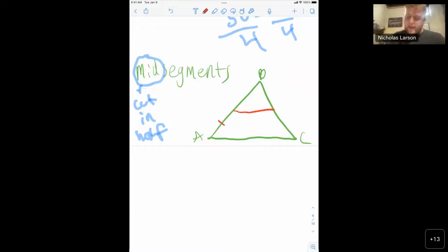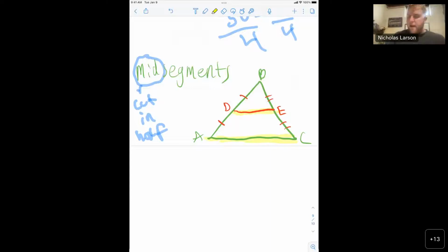That means that this side is congruent to this side, and this side is congruent to this side. So let's call this D and E. So I could say that AD is congruent to DB, and I could say that BE is congruent to EC. They're going to be the same. So if you have numbers, you set them equal to each other. The other property that goes along with this is this segment right here and this segment right here.